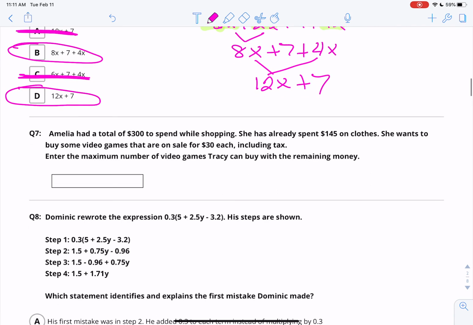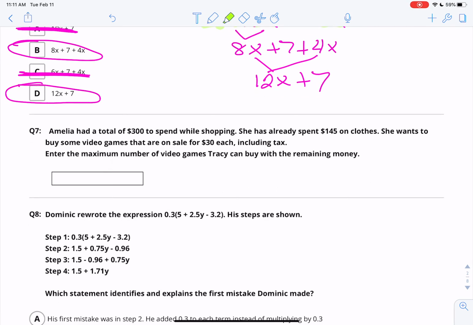All right, question 7. Now remember, on word problems, we want to annotate or highlight and underline the important parts of the problem so we know what the question's asking and what the important information is we need to know to solve it. So Amelia had $300 to spend while shopping. She already spent $145 on clothes. She wants to buy video games that are on sale for $30 each, including tax. Enter the maximum number of video games that Tracy can buy with the remaining money.